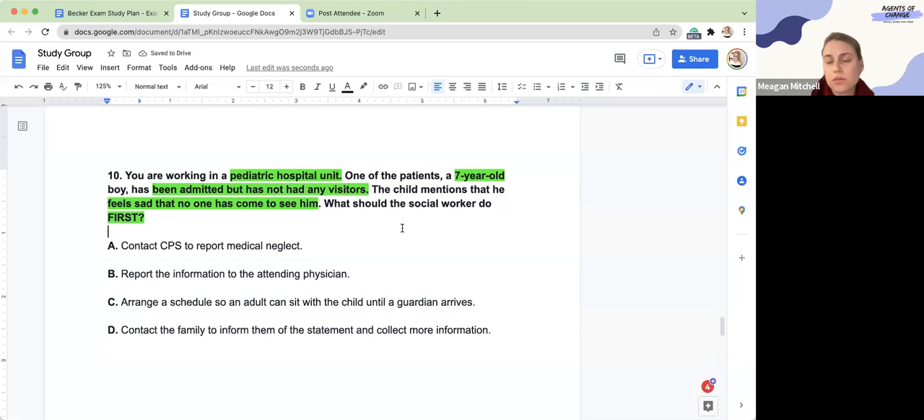We're in a hospital. We have a patient, 7, no one's come to see him. He says he's sad. What should we do first and why? He's sad that his visitors have not come. What do we do first and why?